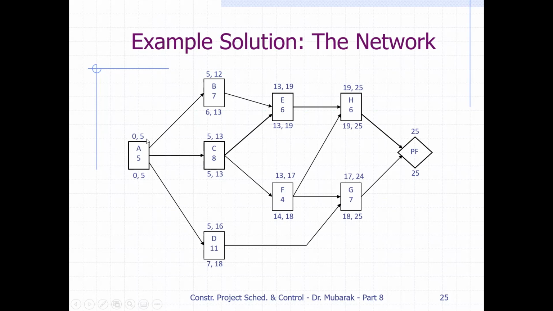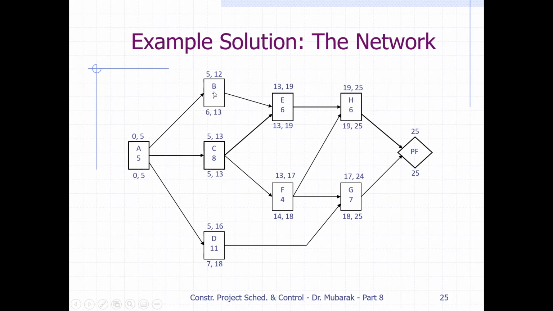Like here, if we put a 0, 5, then this 5 comes here. 5 plus 7 is 12. Then 5 plus 8 is 13. And from A to D is 5. 5 comes here. 5 plus 11 is 16.